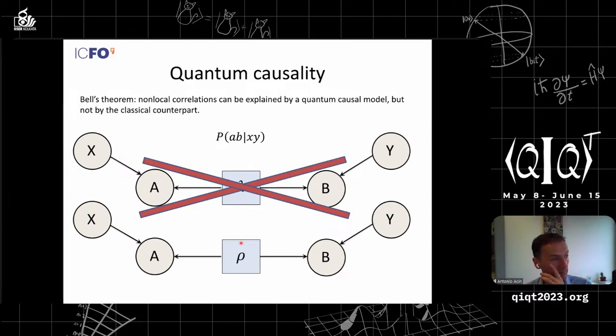I mean, there are even books on causality, and these books give you techniques to understand causal inference, among many other things. So I think these books will need to include in the future an appendix about how you have causality in the presence of quantum information.